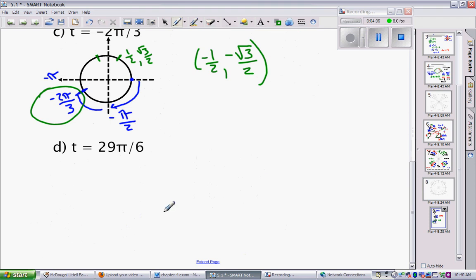Our last one, t equals 29 pi over 6. 29 gets divided by 6 not evenly, so we will have a remainder. So we can take out 24 over 6 and have 5 pi over 6 left. We don't have to worry about the 24 over 6 because that goes in evenly. It goes in 4 times, so that's just 2 loops around the circle.